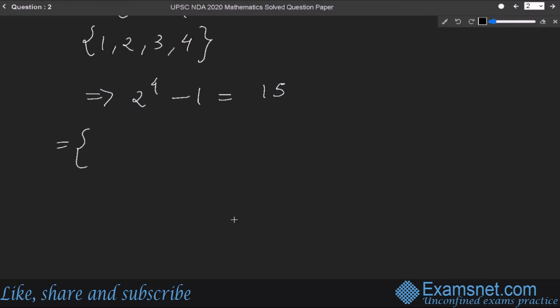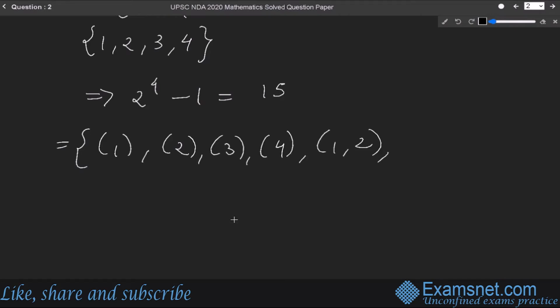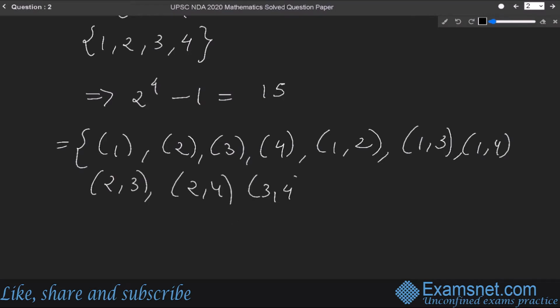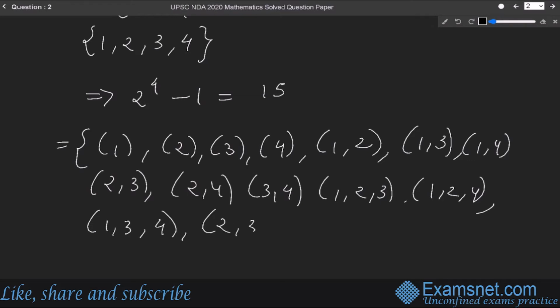The elements of the proper subsets will be {1}, {2}, {3}, {4}, {1, 2}, {1, 3}, {1, 4}, {2, 3}, {2, 4}, {3, 4}, {1, 2, 3}, {1, 2, 4}, {1, 3, 4}, {2, 3, 4} and the empty set. You know that the empty set is a subset of every set. So these are the elements of the proper subsets.